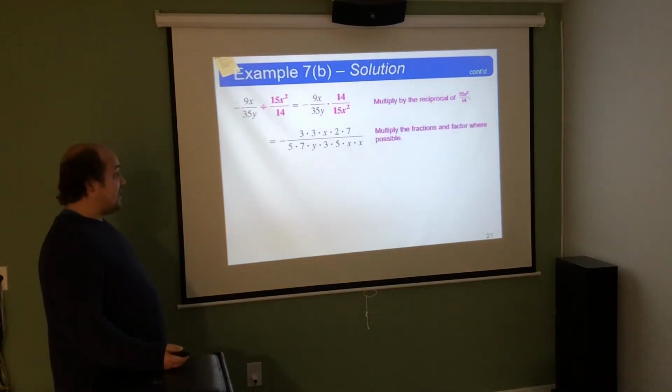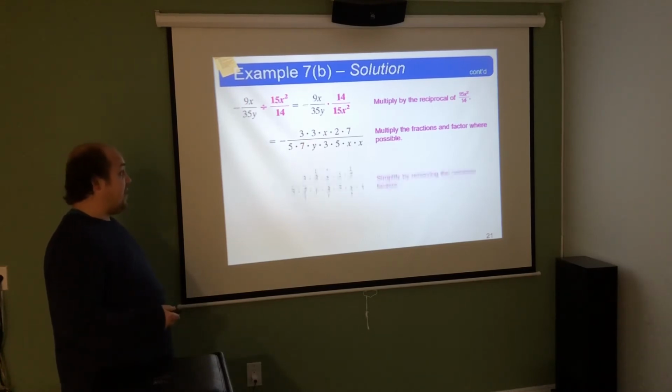So you'll see that they write out all the factors here on top. This negative 9x becomes negative 3 times x. This 14 becomes 2 times 7. This 35y becomes 5 times 7 times y. This 15x squared becomes 3 times 5 times x. So I can reduce x with x. I can reduce 3 with 3. I can reduce 7 with 7.